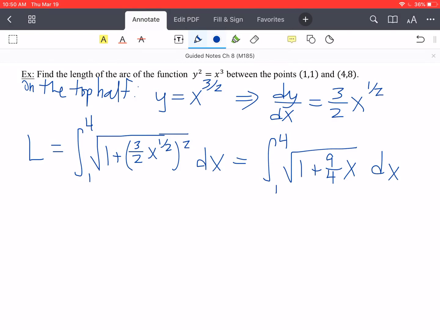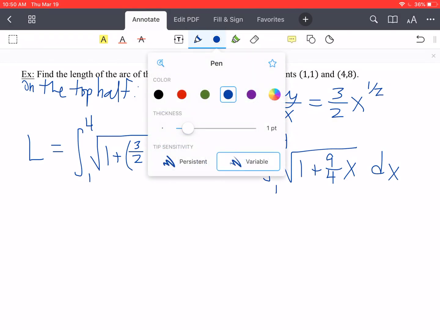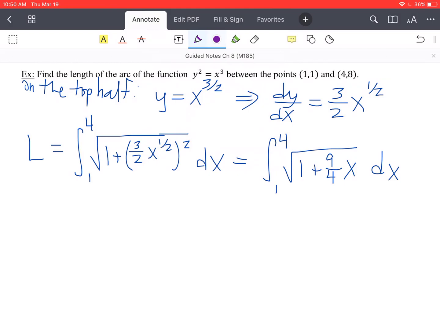Now, in order to solve this, we're going to need to, of course, take an antiderivative. To do that, I'm going to do a u sub. So I'm going to let u equal 1 plus 9/4 x, and then du is just 9/4 dx. Right? So dx is 4/9 du.